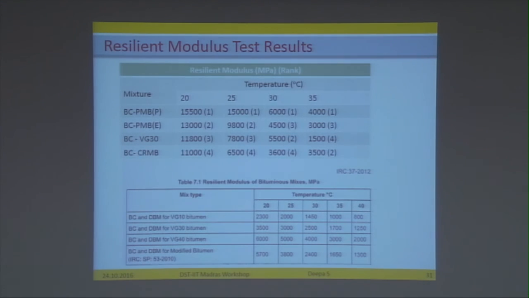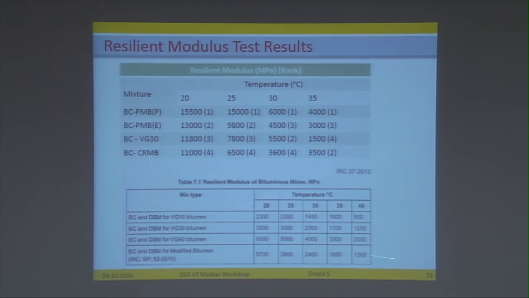Let us see some of the results we obtained. At 20 degrees, plastomer has the highest resilient modulus, followed by elastomer, VG30 and CRMB. At 25 degrees we also find the same trend. But at 35 degrees we can see that all the modified binders have higher resilient modulus than VG30. Still, VG30 has the lowest resilient modulus.